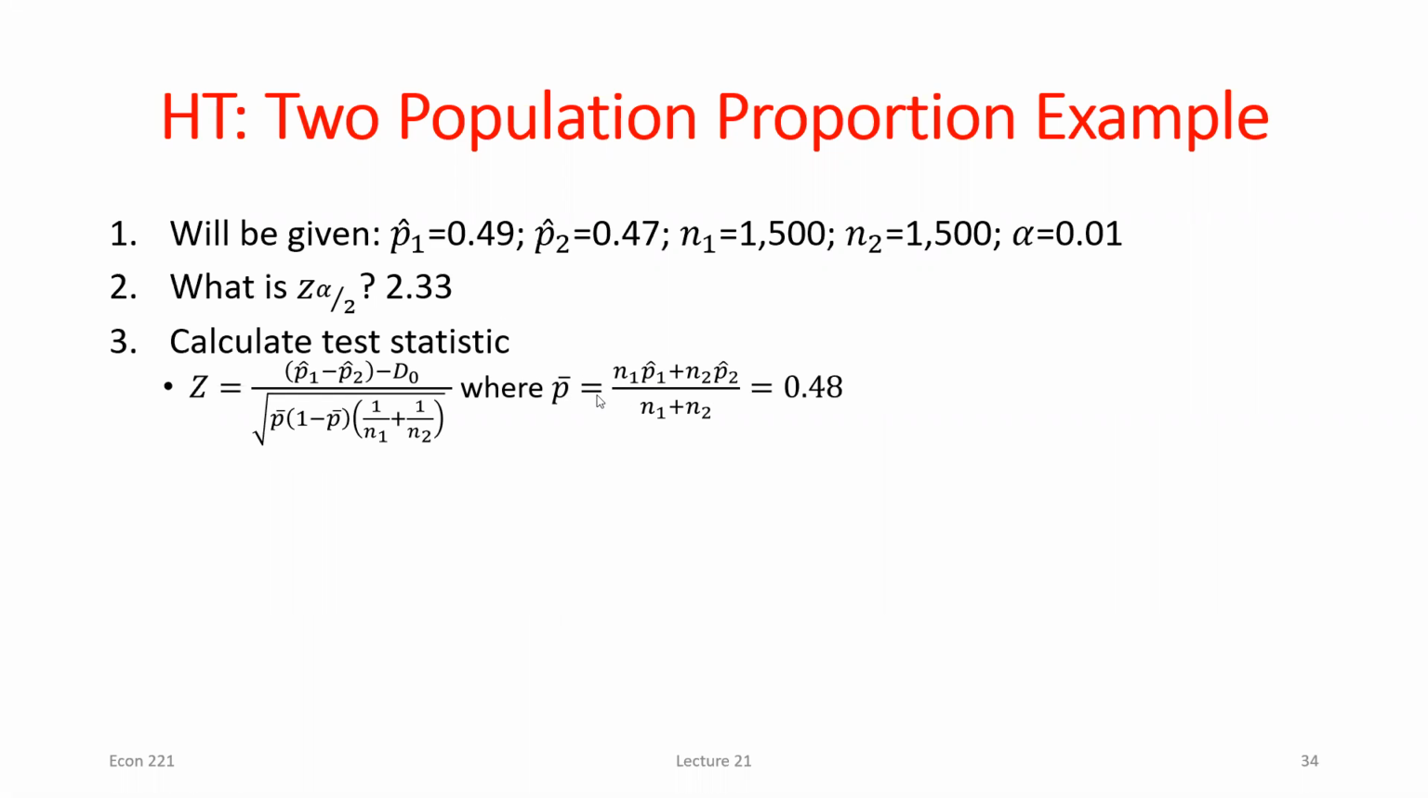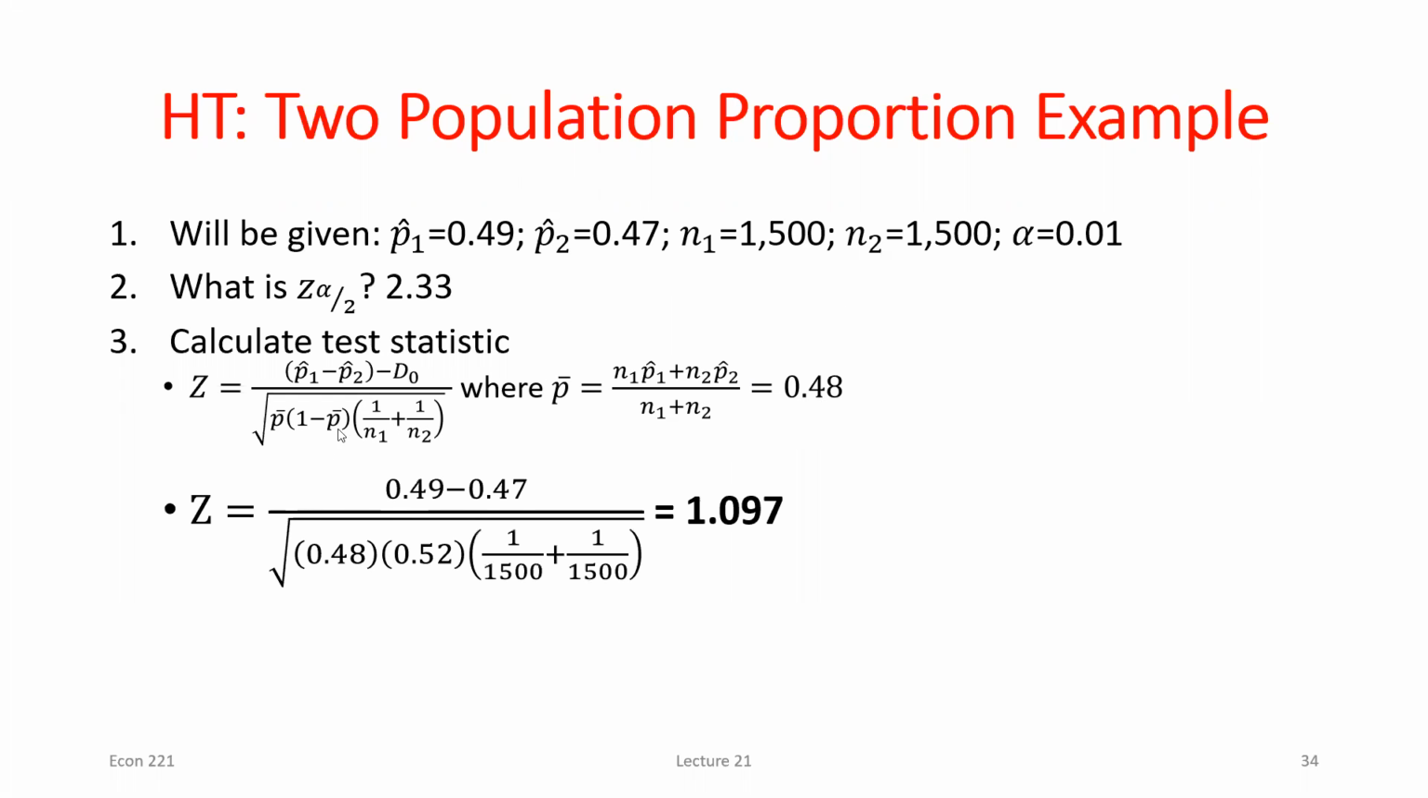So I first calculate P bar, where I plug in my sample sizes of 1,500, my sample proportions of 0.49 and 0.47. I get this average, P bar, of 0.48. And this one highlights that it is finding this weighted average between the two, because we had equal sample sizes here. So I then plug 0.48 in as P bar, 1 minus 0.48 is 0.452.